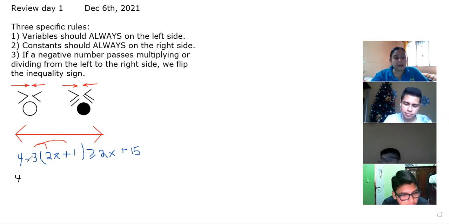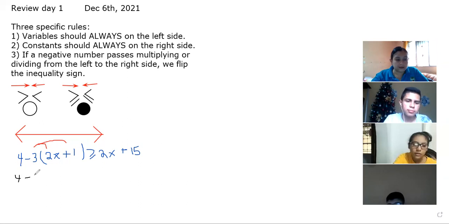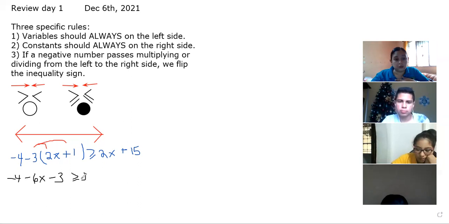Now we go ahead and multiply. -3 times 2x. How much is that? -6x. -3 times +1. -3. Let's make this one a -4. Yes, -4 -3 is greater than or equal to 2x plus 15.